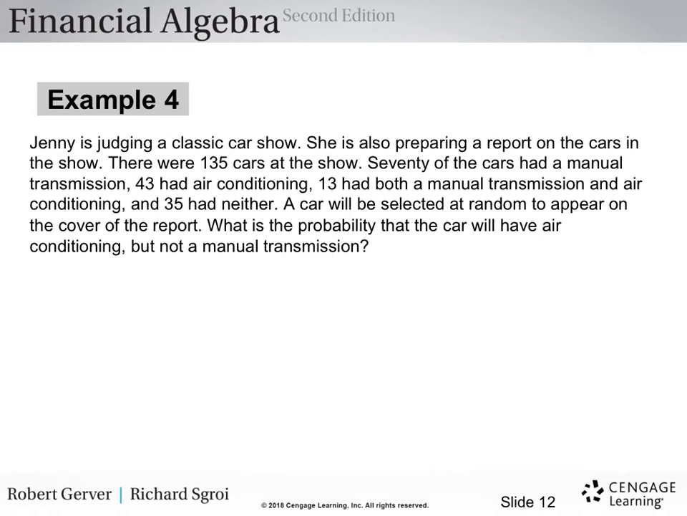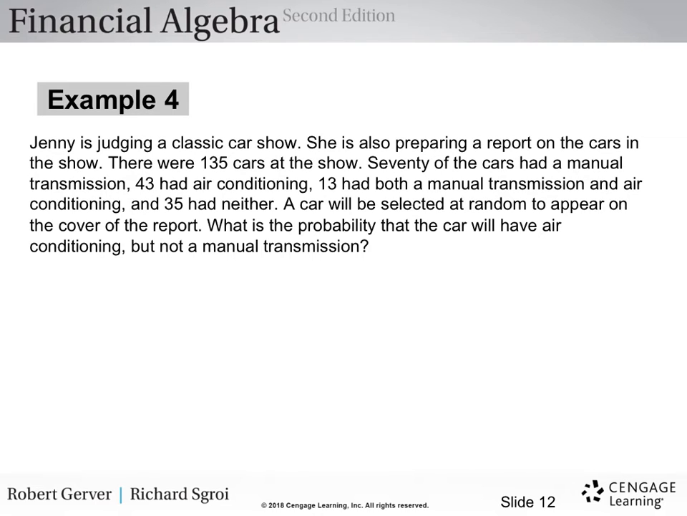All right, let's look at example 4. Jenny is judging a classic car show. She's also preparing a report on the cars in the show. There are 135 cars at the show. 70 of the cars had a manual transmission, 43 had air conditioning, 13 had both a manual transmission and air conditioning, and 35 had neither. A car will be selected at random to appear on the cover of the report. What is the probability that the car will have air conditioning but not a manual transmission?